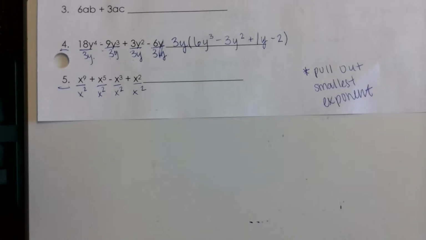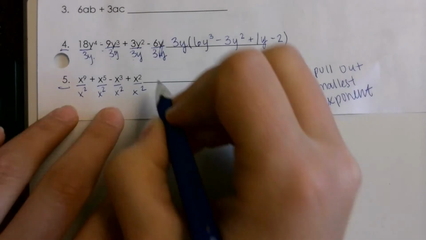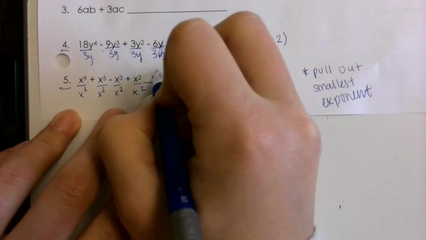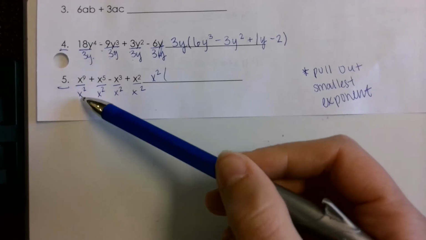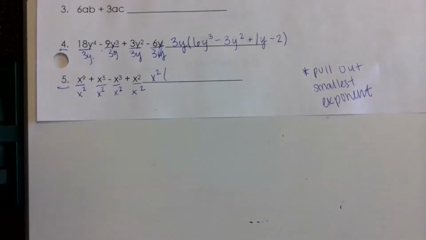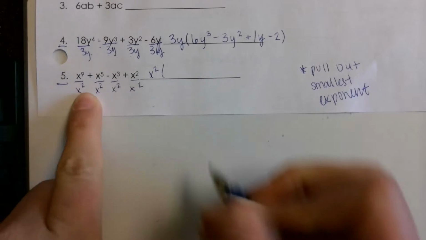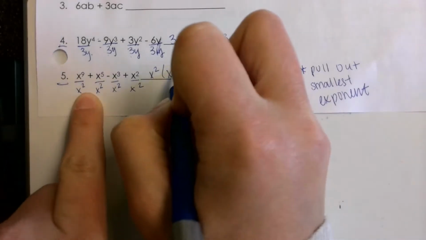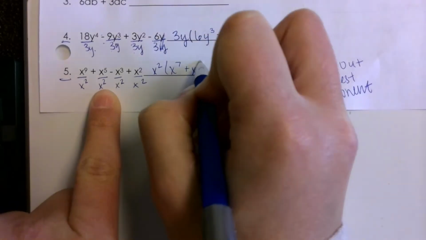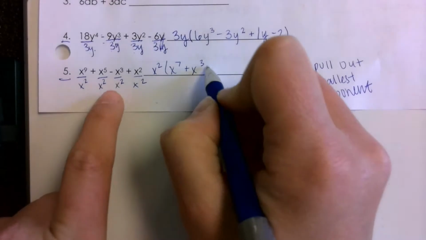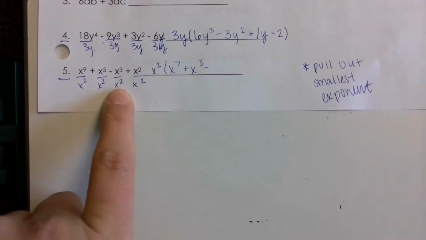So what's our GCF? What are we putting out front? X squared. Okay, then we've got to do all our division. So again, when you're dividing terms of like bases, what do you do with your exponents? Subtract. So 9 minus 2 is going to give us x to the 7th. Then 5 minus 2 is going to give us x to the 3rd. Then we've got minus, what is 3 minus 2? 1, so just x to the 1st.